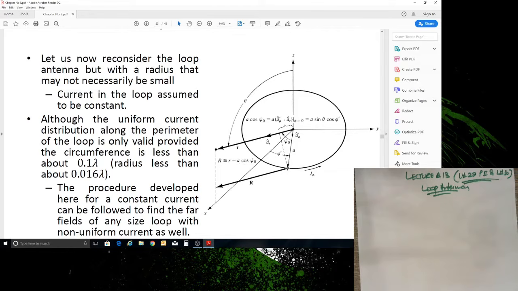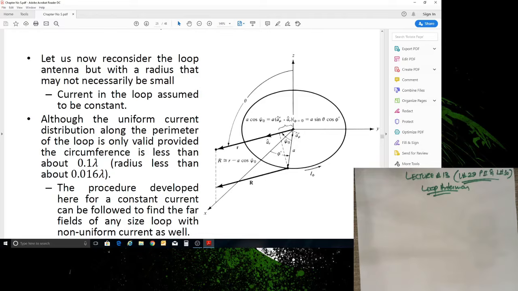So if, for example, we talk about this point as our segment on the loop that we are talking about right now, the angle from the x-axis, this is the phi prime axis, and the angle from this radius a to the r, which is the vector from the observation point to the origin, from this r, this is called psi naught.